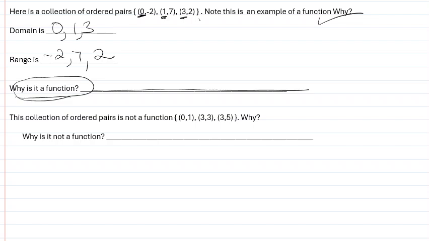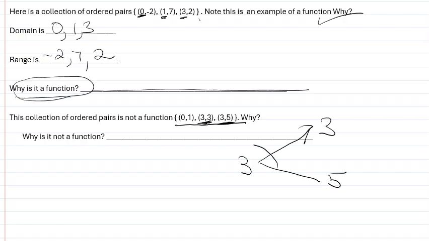This collection of ordered pairs is not a function. Here's why. If you notice, x is 3 here, and x goes to 3, but for this one here, x goes to 5. Functions require same input, same output. That's not the case. That's why it's not a function.